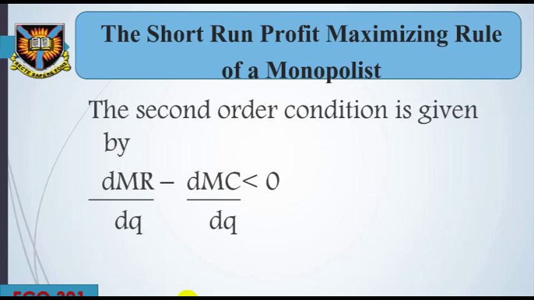Question: what is the equilibrium condition for a monopolist? Feedback: a monopolist produces at the level where its marginal cost equals its marginal revenue.